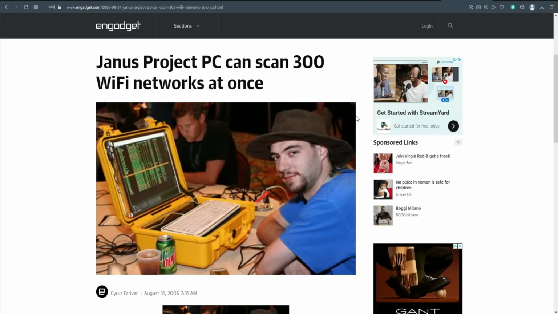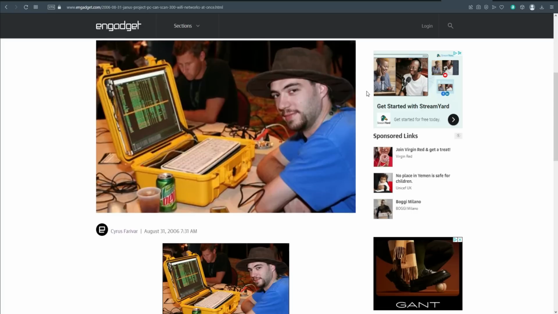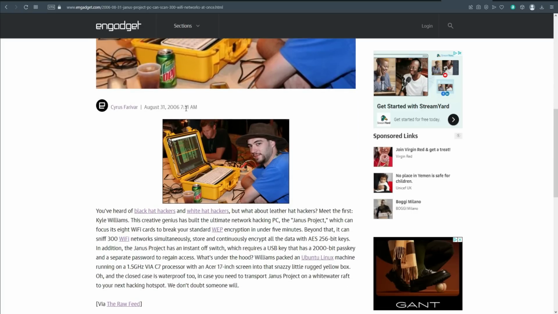So again, how much of an advance since this, and what damage could be done using Wi-Fi networks? And just look at the title: The Janus Project PC can scan 300 Wi-Fi networks at once. So you can see the date.